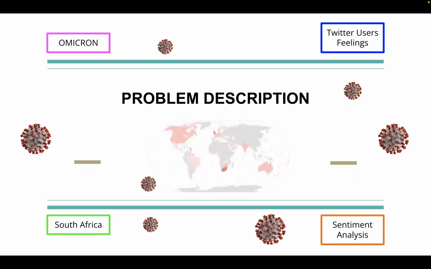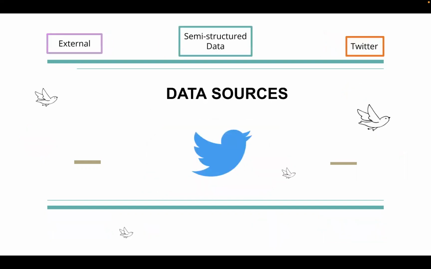The new Omicron variant and the new restrictions may lead to different sentiments from the people. By performing a sentiment analysis based on tweets, the purpose of this paper is to provide an idea of what feelings Twitter users have about this problem.